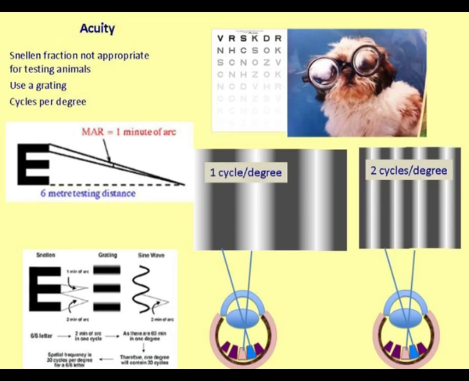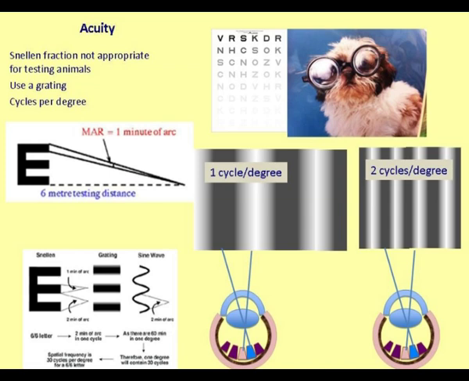Now, if we're going to measure in cycles per degree, we can then talk about spatial frequency. So the frequency here is one cycle per degree, for example. Here, it's double, and here we have 2 cycles for every degree of visual angle. So 1, 2. This one only has 1.